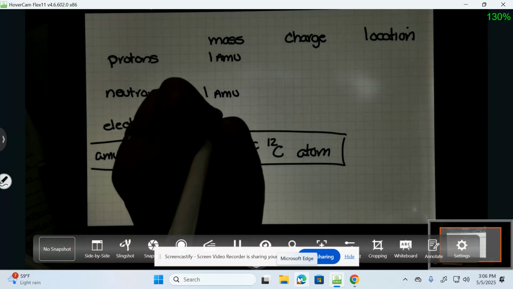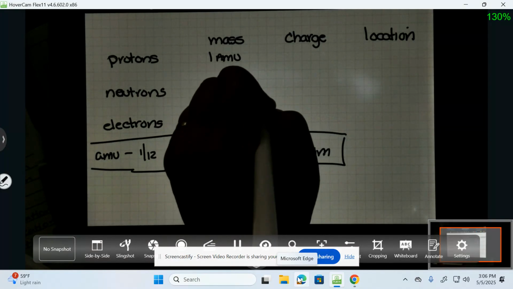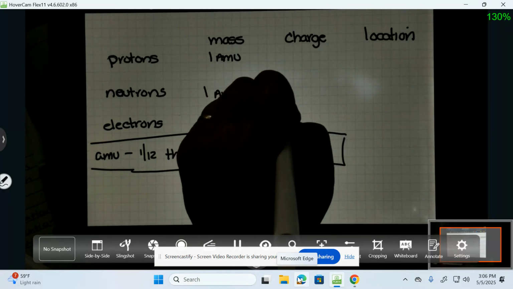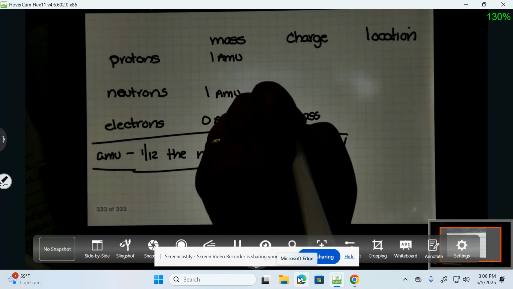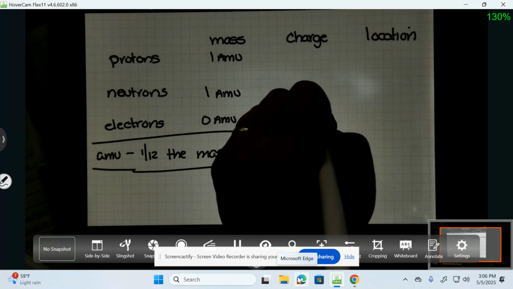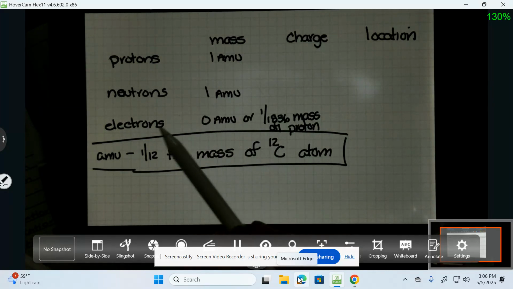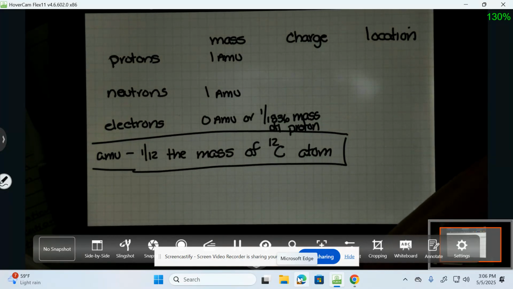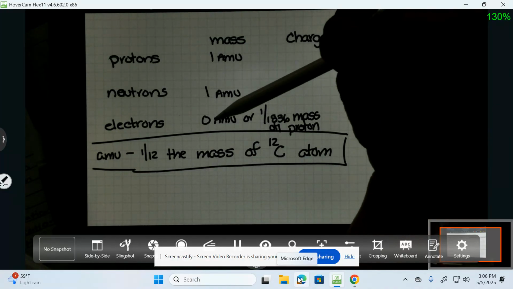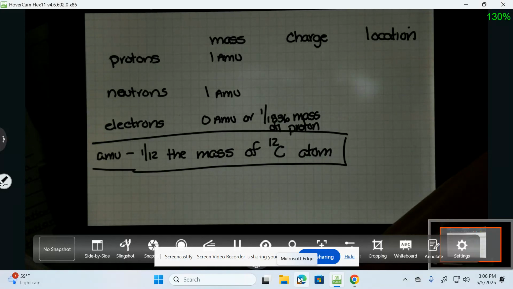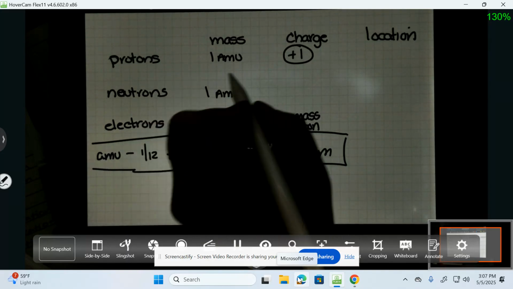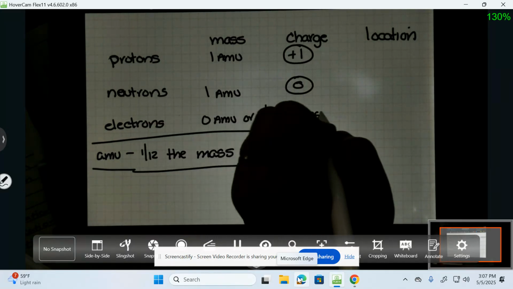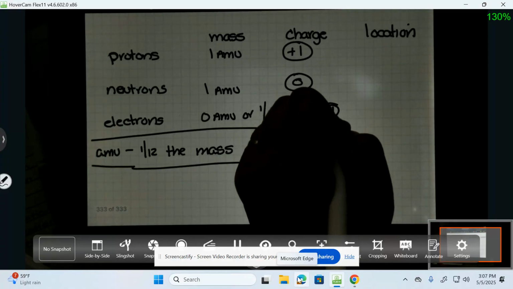Electrons weigh 0 atomic mass units, or 1/1836 the mass of a proton. In other words, if you took a proton and divided it into 2,000 parts, or almost 2,000 parts, one of those would be an electron. It's really, really small. It's so small that we say that it has no mass. Okay? The charge on a proton is +1. The neutron has no charge, and an electron has a charge of -1.